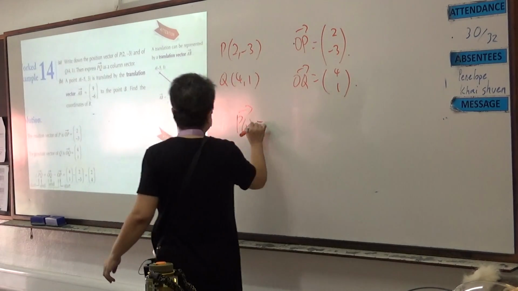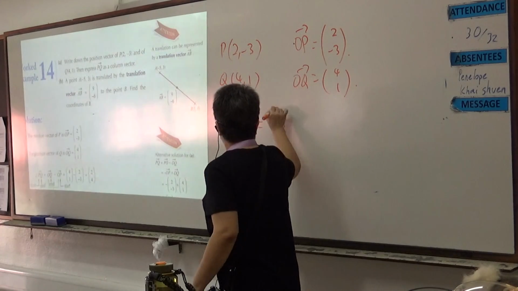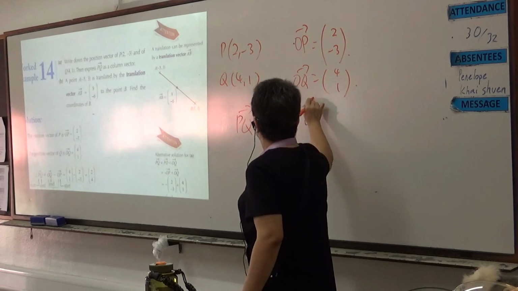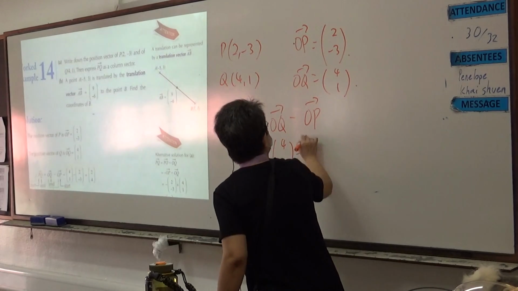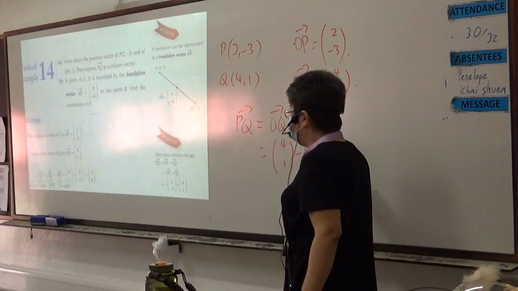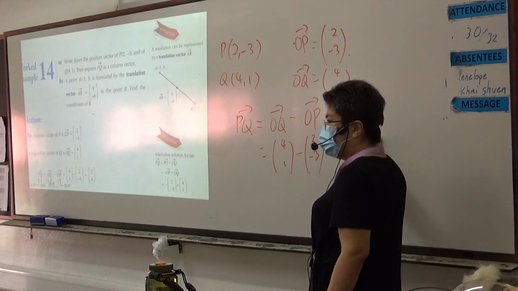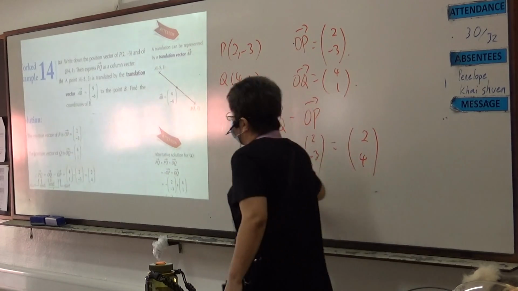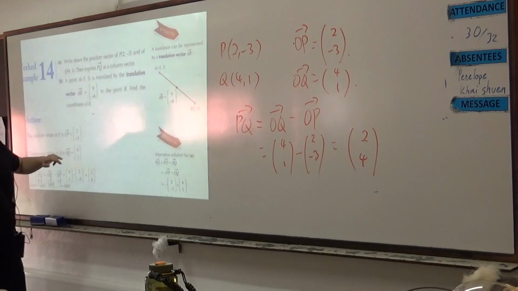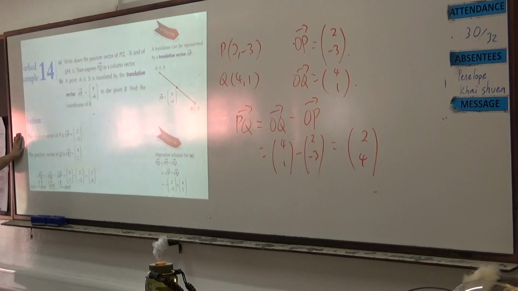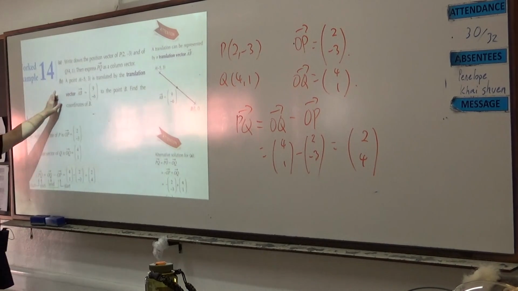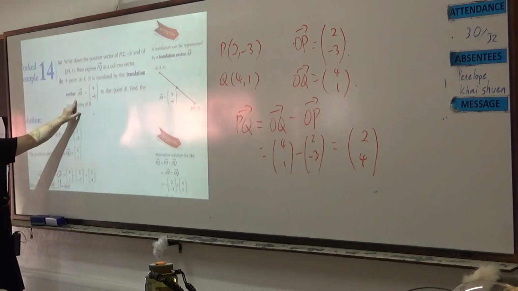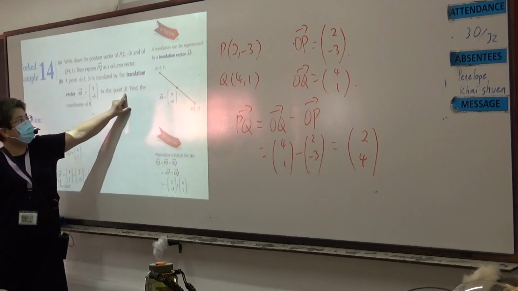This is fantastic. This is easy. This is just OQ minus OP. Good. So it will just be (4, 1) minus (2, -3). What will this be? 2, 4, right? So PQ will be the column vector (2, 4). Everybody clear?